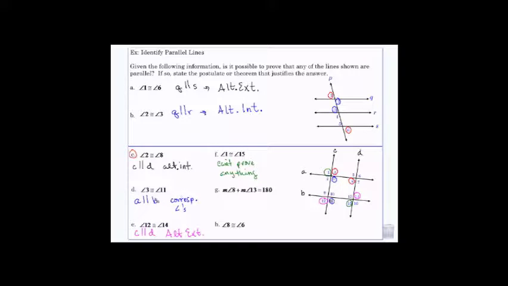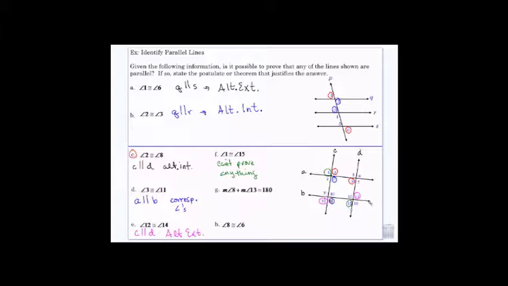For D? No, corresponding angles are congruent. Consecutive interior angles are 180. So corresponding are in the same position in like the four square. And then if I had 3 and 10, they would have to add up to 180. Does that help? So do you see why 1 and 15 don't prove anything?